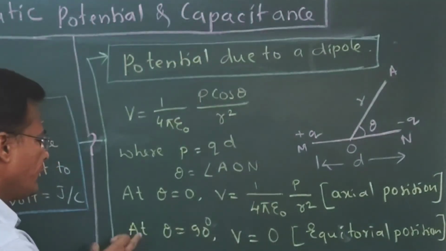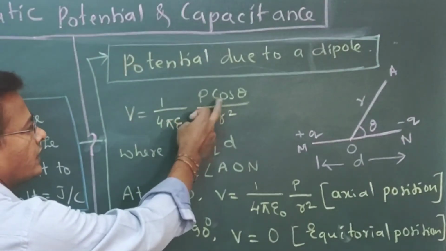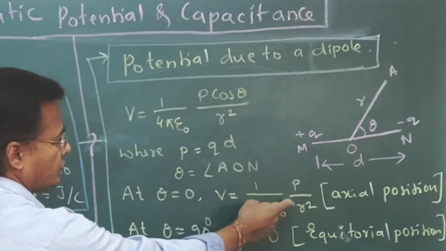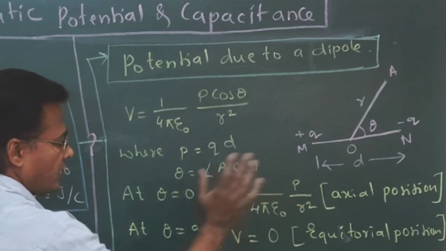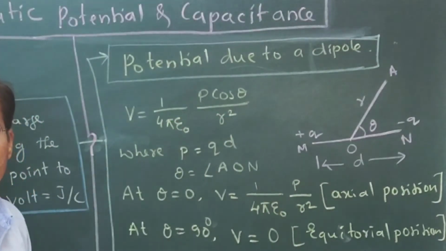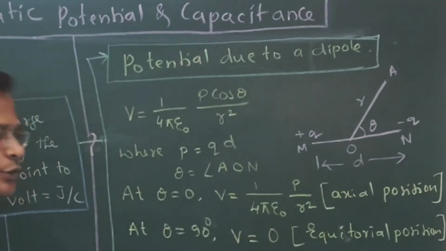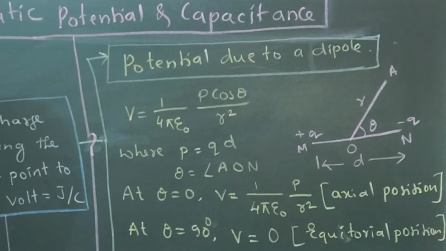At theta 0, cos 0 is 1, and P into 1 is P, so we get this value. If theta is 90 degrees, cos 90 is 0, and anything multiplied by 0 is 0 only. That position we call the equatorial position.